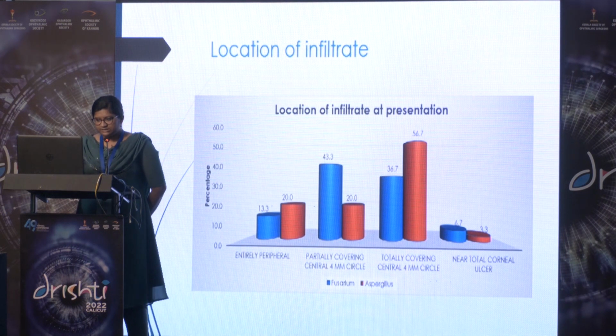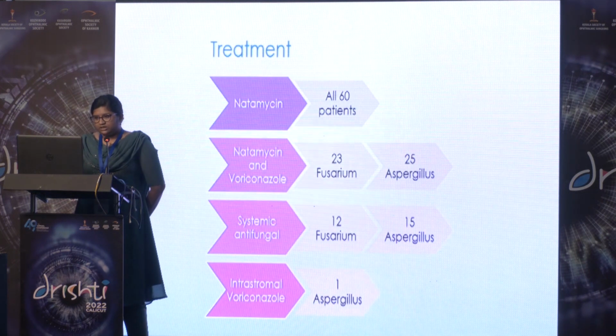The majority of the Fusarium ulcers were partially covering the central 4 mm circle, whereas in Aspergillus, in the majority of the patients, the ulcer was totally covering the central 4 mm circle. Then the treatment was given. Natamycin was given in all 60 patients. Voriconazole was given in 23 Fusarium and 25 Aspergillus cases, and systemic antifungal in addition to these two was given in 12 Fusarium and 15 Aspergillus cases, and intrastromal voriconazole was given for 1 Aspergillus patient.